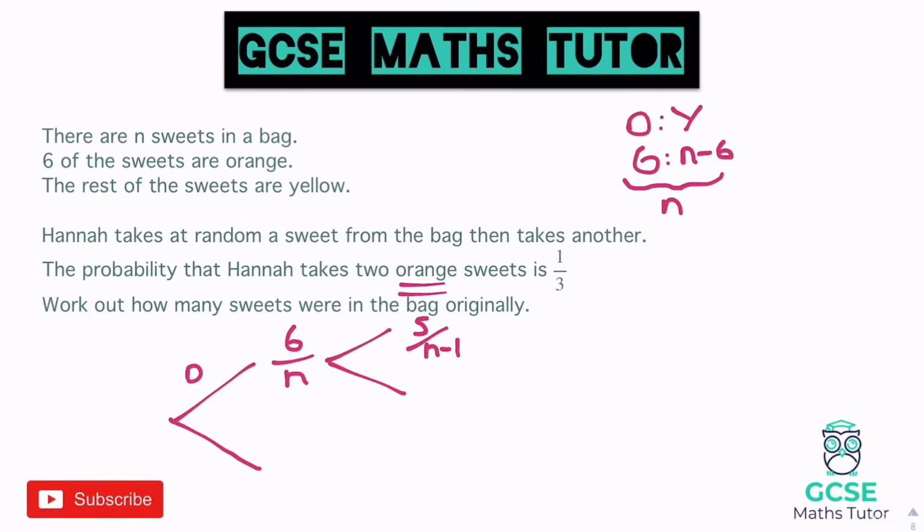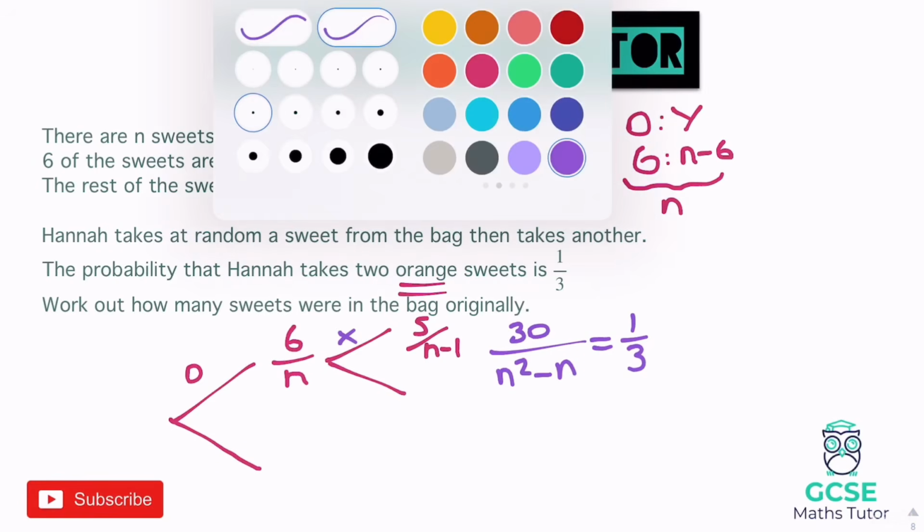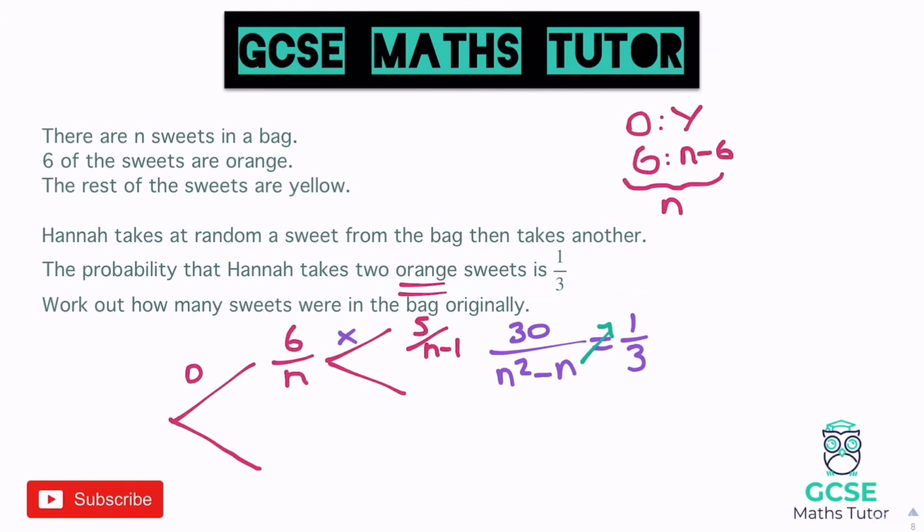So if we go about actually timesing these together, they'll equal 1/3, so 6 times 5 on the top gives us 30, and on the bottom we've got n times n minus 1, which is n squared minus n, and that equals 1/3. Again, we're at the point where we can cross multiply, so we'll times this up here and we'll times the 3 up there, and we get 90, 3 times the 30 equals, so it's only 1 times the denominator here, so it's n squared minus n. Let's make it equal 0. I'm just going to minus 90 from both sides, so 0 equals n squared minus n minus 90.